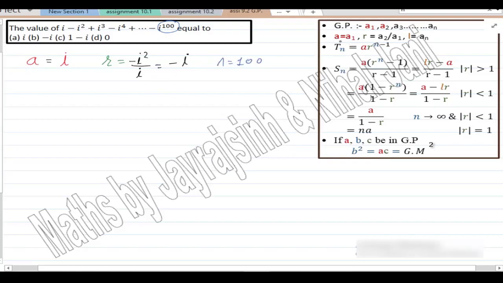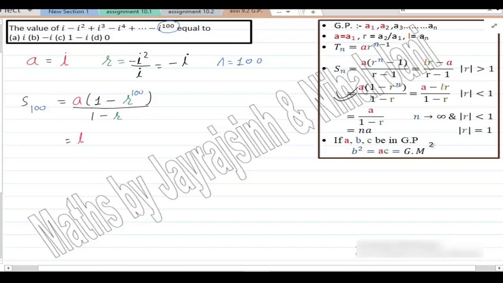Now let's use the formula of Sn. We are going to choose the second formula, in which mod r is less than 1. Okay, so let's use the formula: S100 will be A times (1 minus r raised to 100) upon 1 minus r.